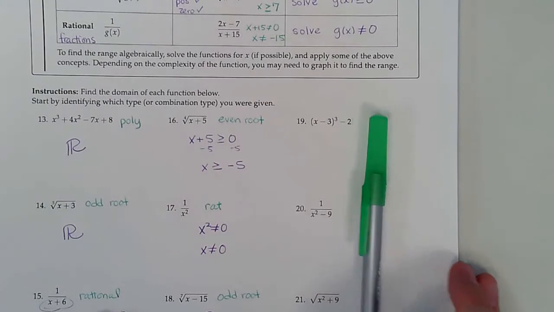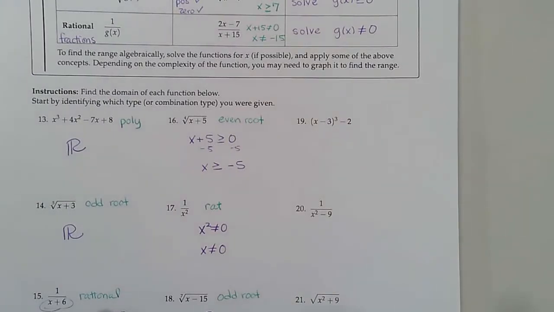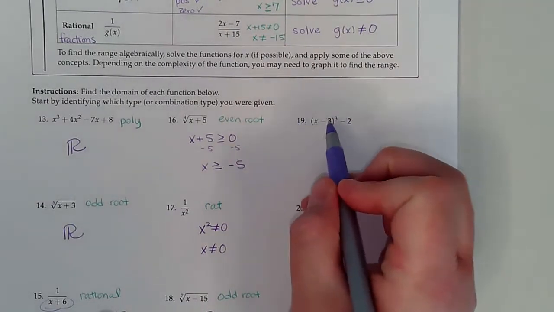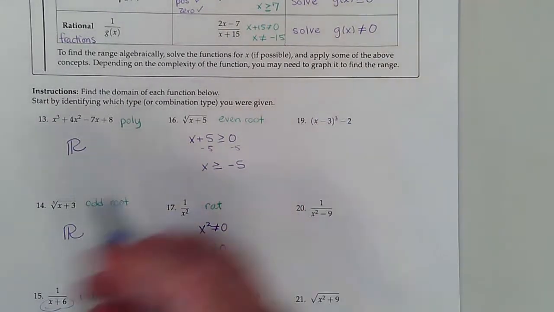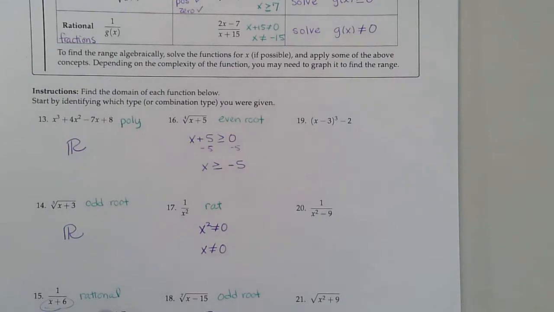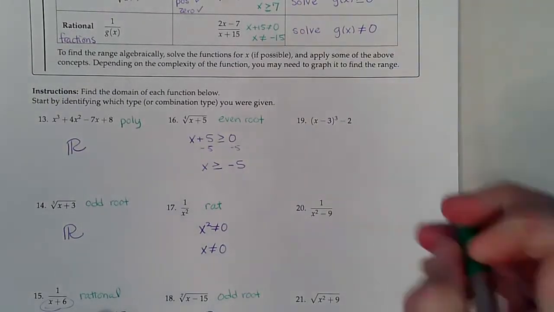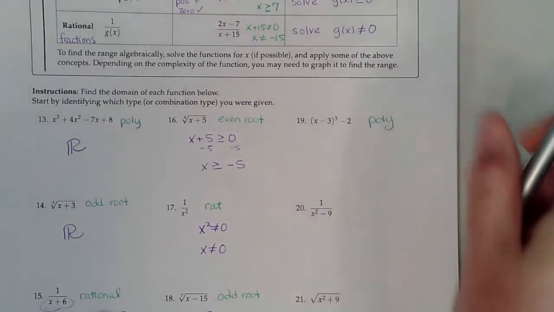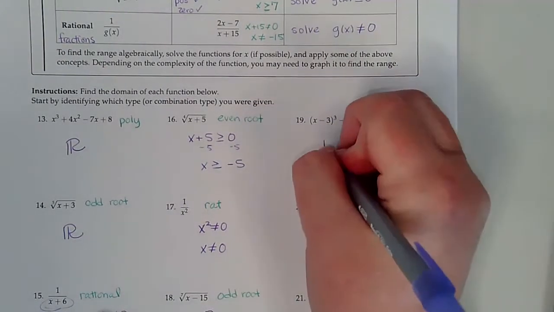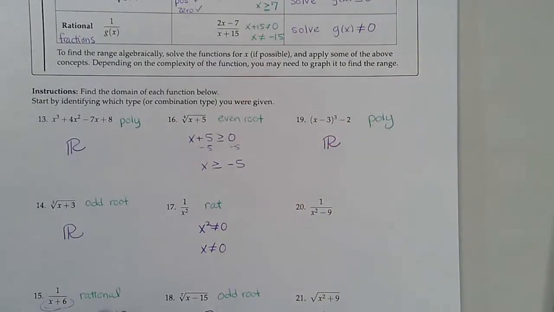Number 19, I have (x minus 3) quantity squared minus 2. This, I could FOIL this out. I could put those 3 copies of x minus 3, multiply through, and I'd have some sort of x cubed plus or minus a bunch of stuff. So this one is a polynomial. That makes its domain all real numbers.